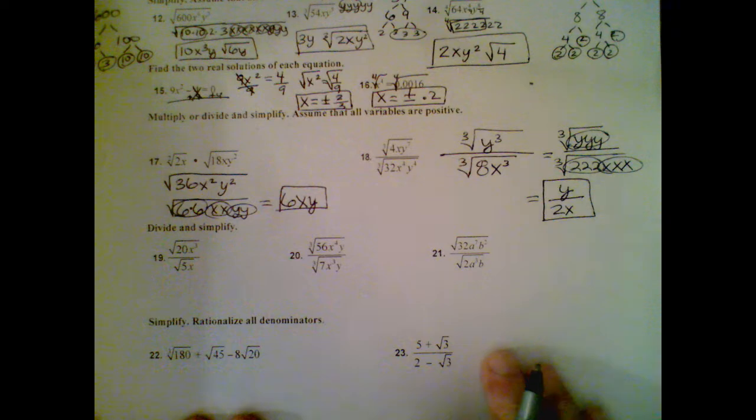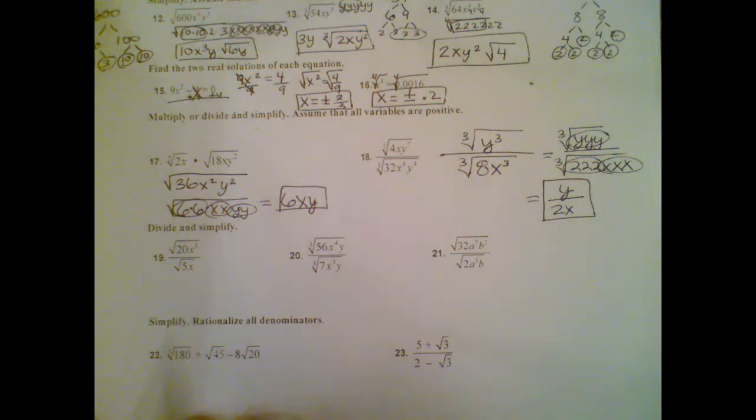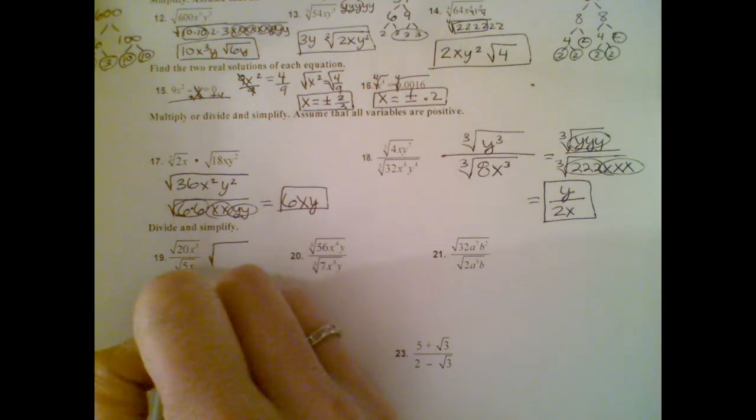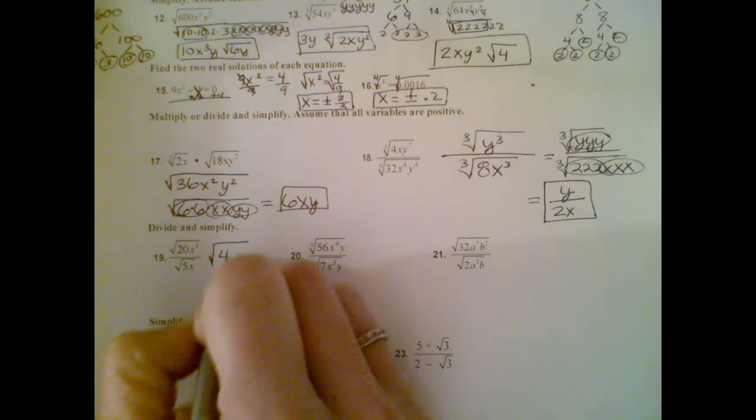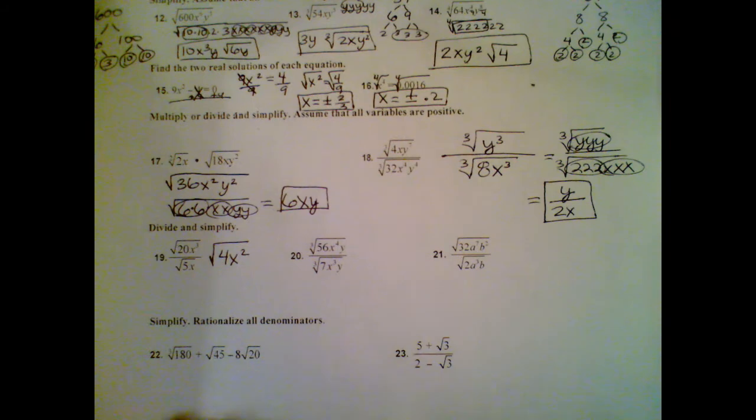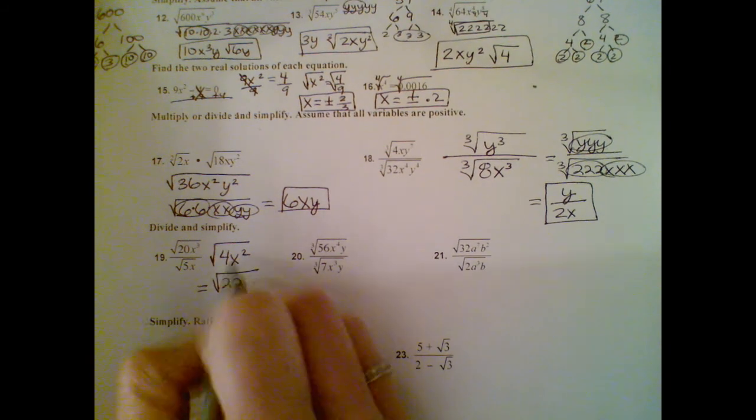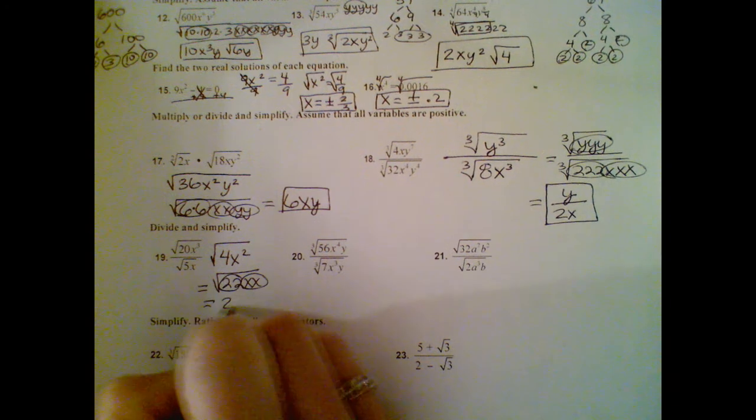Alrighty, this next division problem, check to see if it divides evenly. It does divide evenly, so we want to divide first. 20 divided by our 5 is 4. We have 3 x's on top, 1 x on bottom, so one of them is going to cancel out, and we have 2 left in the numerator. So then we have the square root of 4x squared. We've divided, but we still need to simplify it. The square root of 4 is 2 times 2, then we have 2 x's. We're bringing them out in pairs, so our final answer would be 2x.